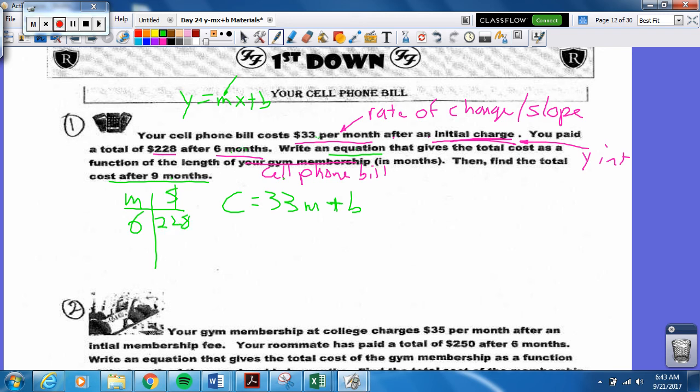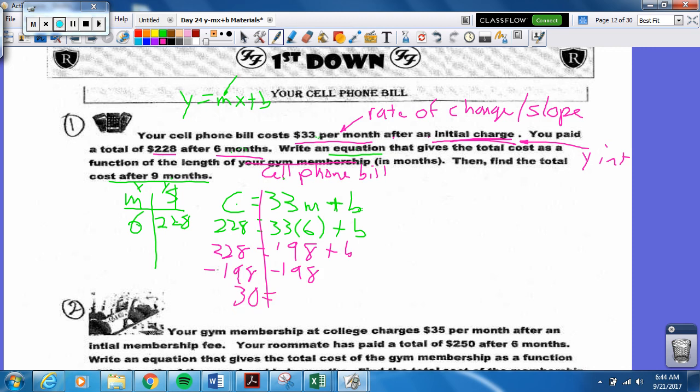Okay, so I need to find b because I need the whole equation. Well, here is a point. Here is x, here is y. It's the same kind of thing. So if 228 is the cost equals $33 for that first 6 months, what would that initial fee be? That's what I'm doing right there. Okay, let's solve. 228 equals, let's see, get your calculator going. 33 times 6 is 198 plus b. Subtract 198 from both sides, and we have 30 equals b.